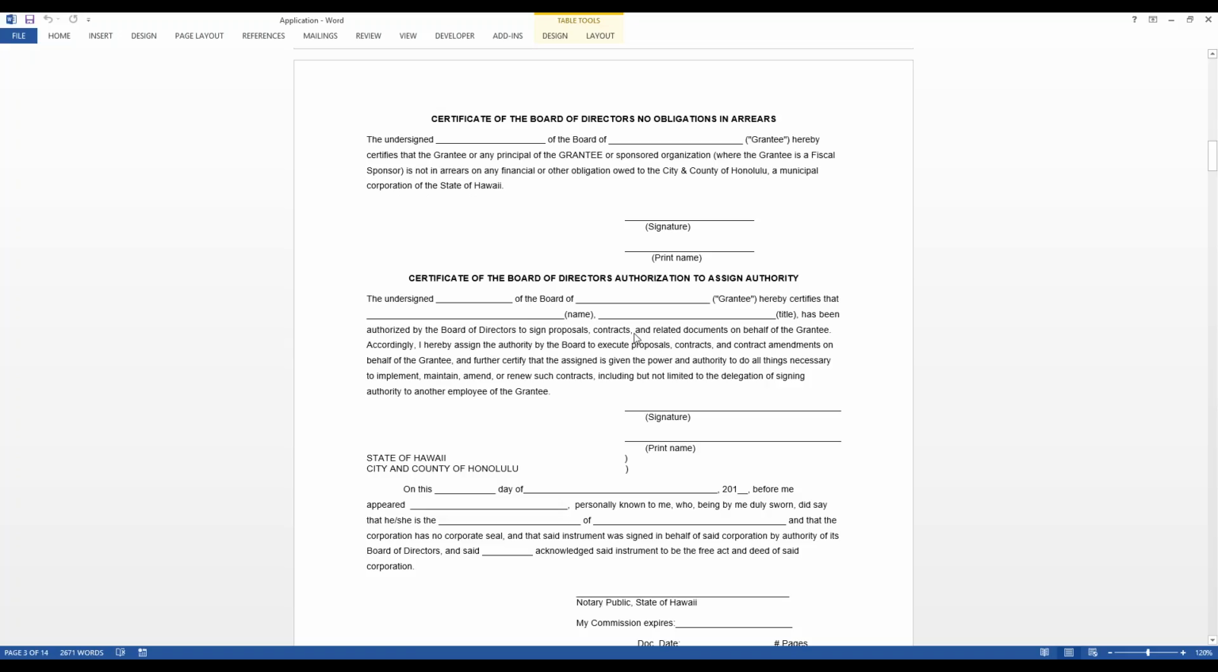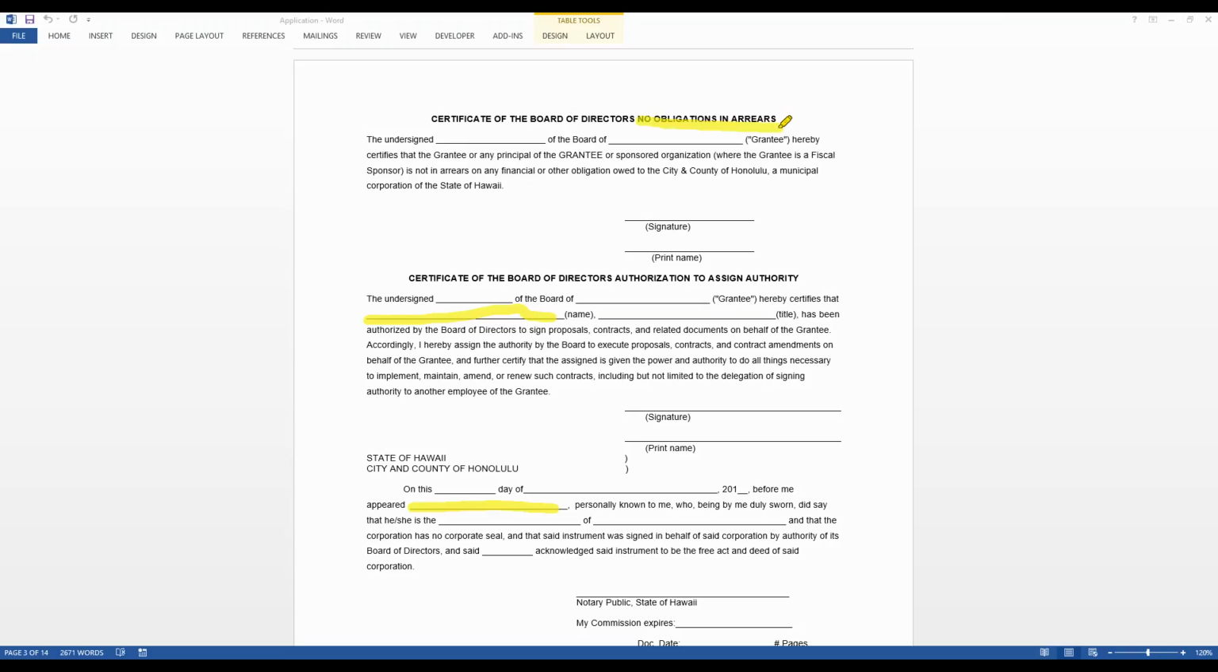So a person whose name appears, I'm going to highlight it here, and here, may sign the application, the page above. I also wanted to draw your attention to the top of page 3, Certificate of the Board of Directors, no obligations in arrears.